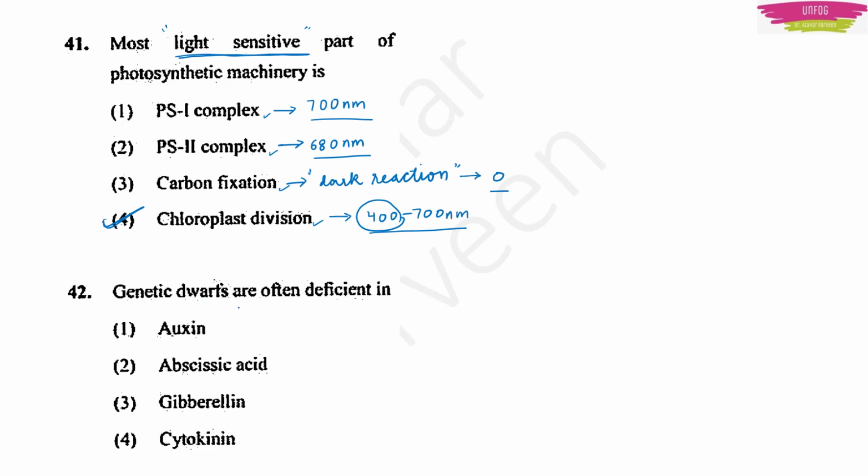The next question is, genetic dwarfs are often deficient in, and the options are given as auxins, abscisic acid, gibberellins and cytokinin. Now, in the first option, auxins, if there is a lack of this plant hormone, then the nutrient supply isn't reaching the plants. So the chances of fungal attack in plants increase and diseases like falling of crops happen.